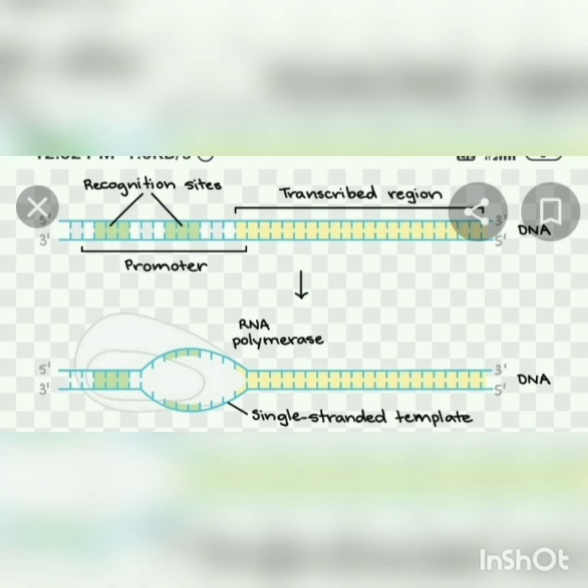Only one strand is used as the template for transcription at any given time. This template strand is called the non-coding strand. The non-template strand, the other strand, is referred to as the coding strand because its sequence is the same as that of the new RNA molecule.